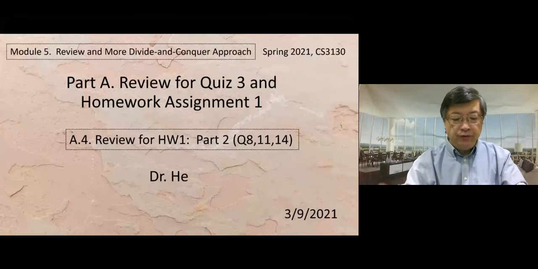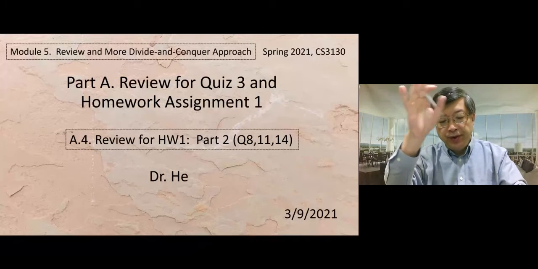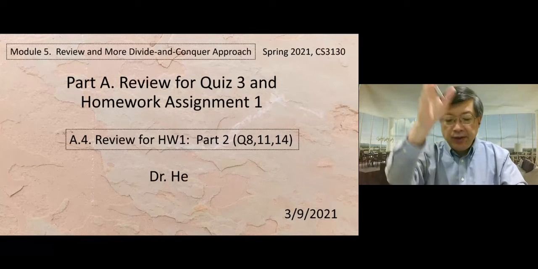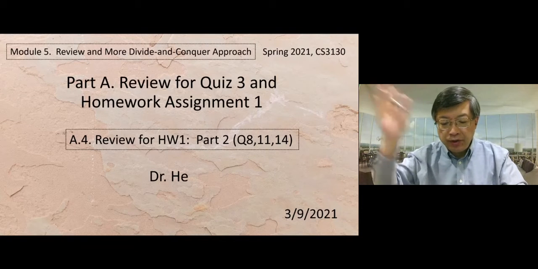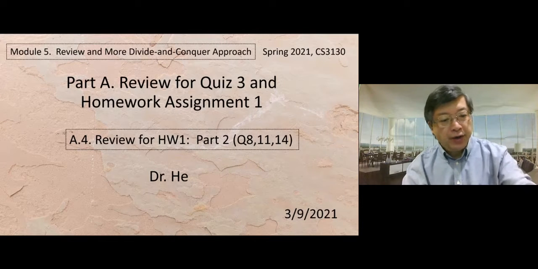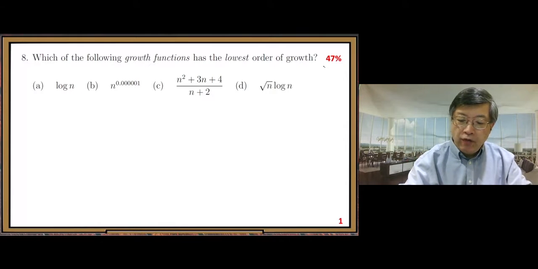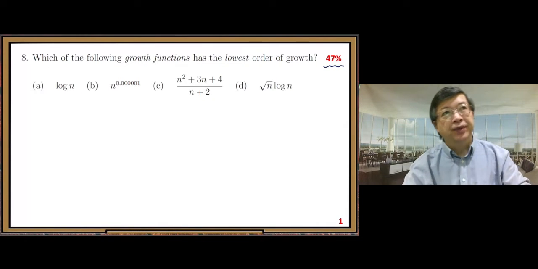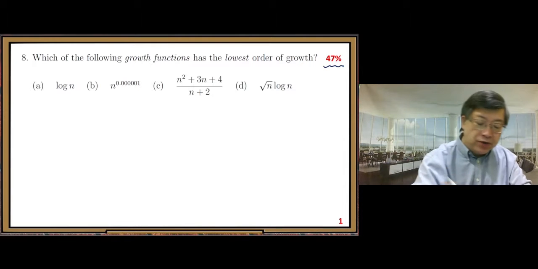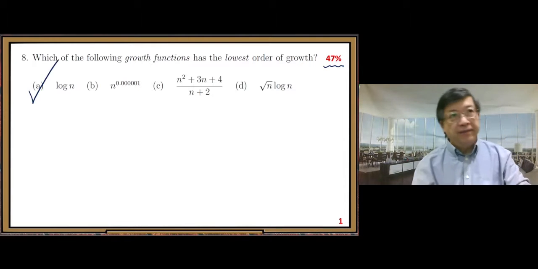Review for homework 1, part 2. Three questions: number 8, number 11, and number 14. First, number 8, the miss rate is 47%, near 1/2. The answer, lowest order of growth, is A.